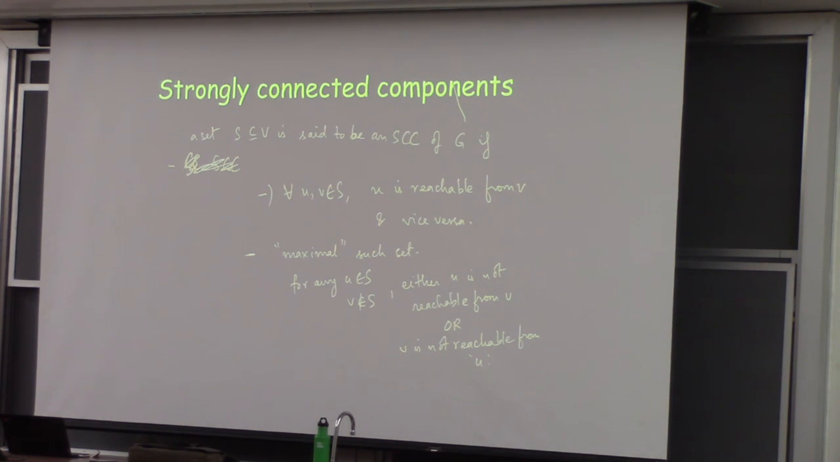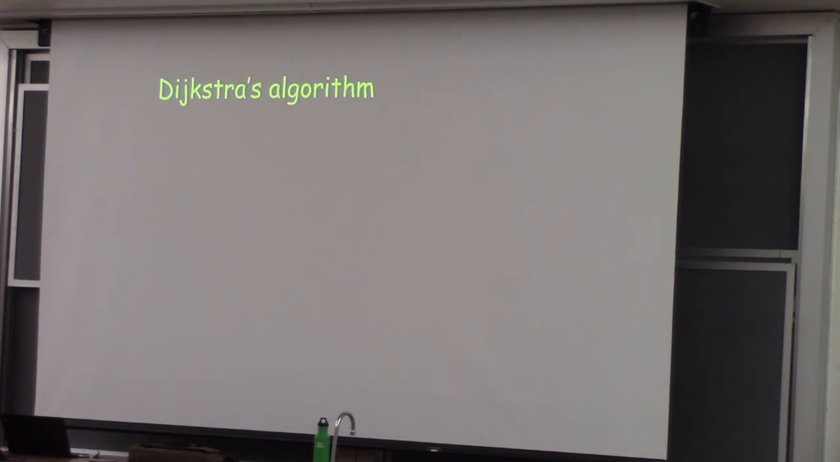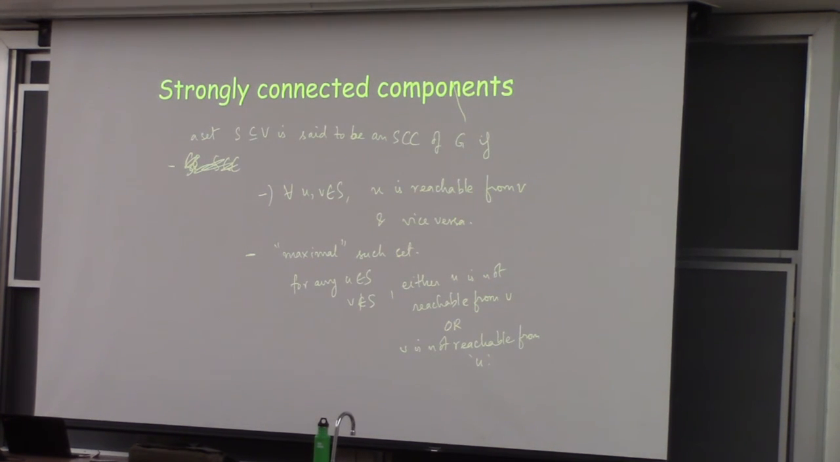And every directed graph, it turns out, can also be divided into strongly connected components. Just like any undirected graph can be divided into connected components, every directed graph you can also divide into these strongly connected components. So let's see an example of this.